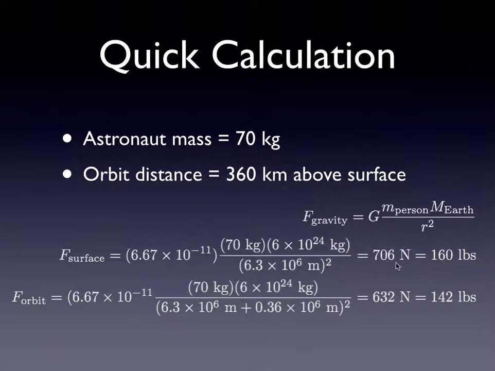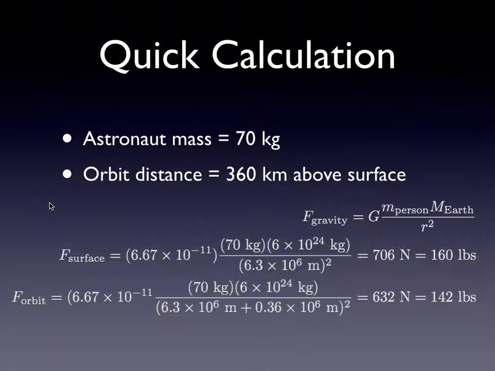And you get 706 newtons. And you could convert that into pounds. It's 160 pounds. Now the same thing for in orbit. We still have G. We still have the mass of the person. We still have the mass of the Earth. But now we have the radius of the Earth plus this extra orbital distance, which is just 0.36 times 10 to the 6 meters. And you get 632 newtons, or 142 pounds. So they're not weightless. This is the gravitational force. It's not zero.